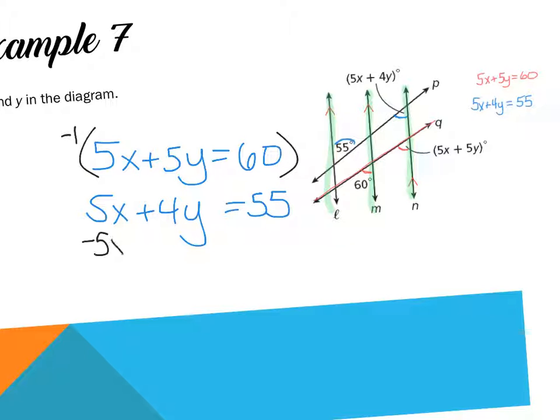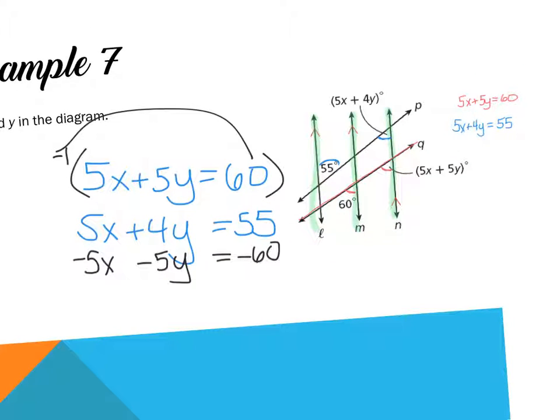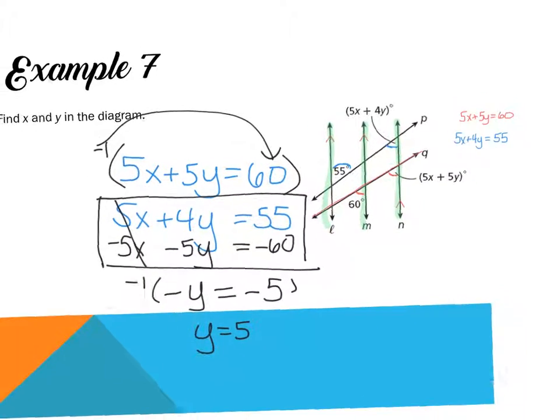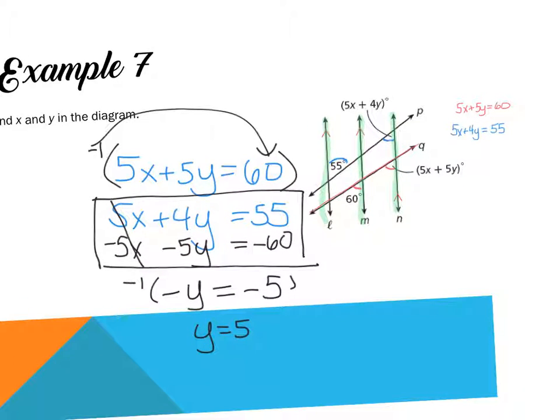I'd get negative 5x minus 5y equals a negative 60. Make sure that negative goes all the way to the other side of the equal sign. That's probably the most common mistake people make. Now I'm going to add these two, and the x's cancel. I get negative 1y or negative y equals negative 5. Multiply or divide by -1, and I get y is 5. So my goal is that first step, to get those variables to cancel out.